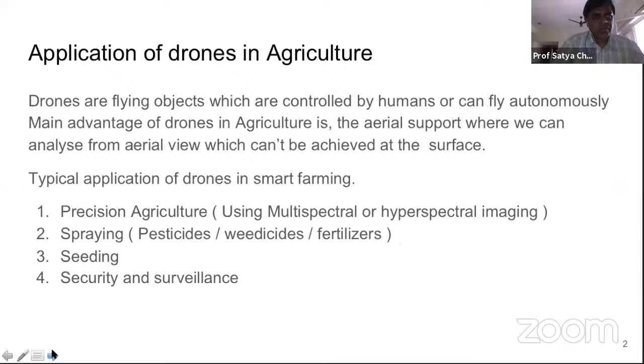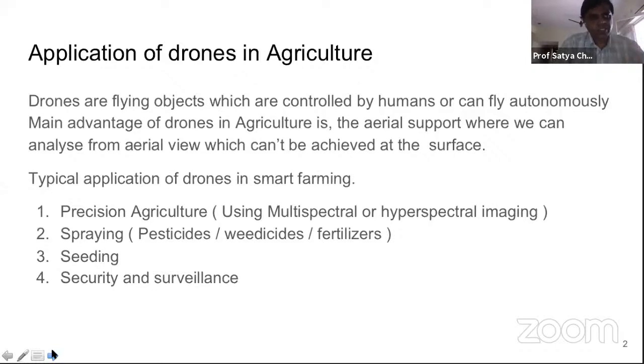So drones are essentially flying objects which can be controlled by humans or can fly autonomously. We will show some examples of autonomous flying later in these slides. The main advantage of drones in agriculture is the aerial support, where we can analyze from an aerial view, which can't be achieved at the surface.